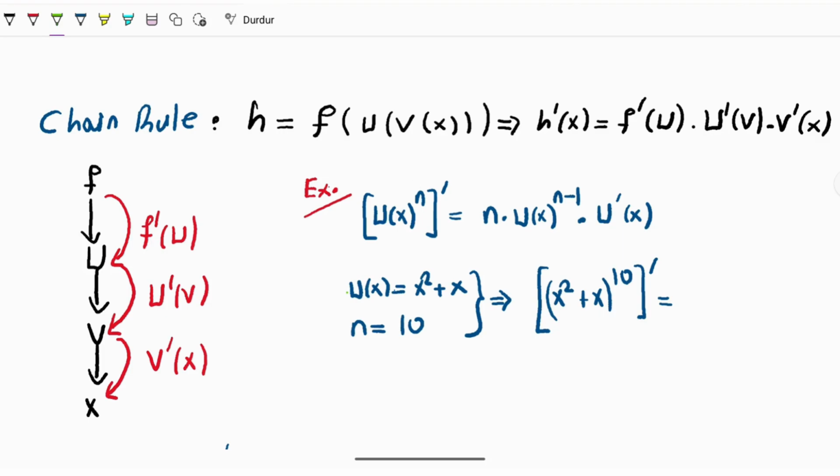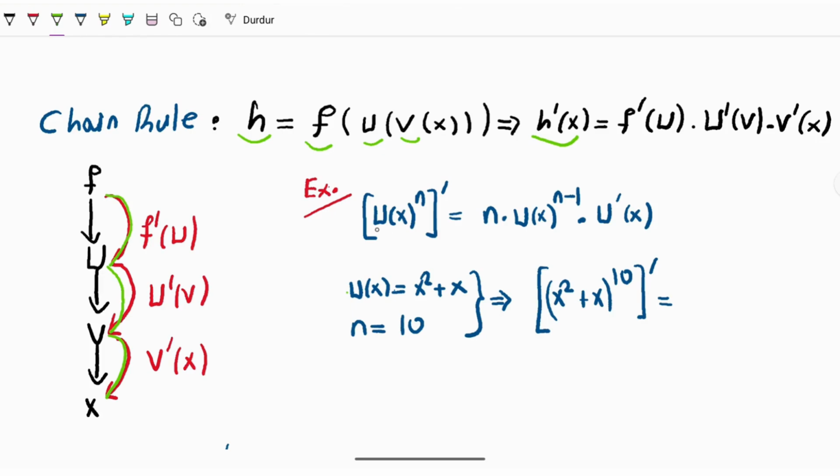In this video, I'm gonna talk about the chain rule and we are gonna solve some exercises about this rule. Let's recall this rule. Consider three functions f, u, and v and the composition of these given functions h. In that case, we can derivate this composition with respect to x by using the derivation of f with respect to u, the derivation of u with respect to v, and the derivation of v with respect to x. So let's apply this idea to some exercises.